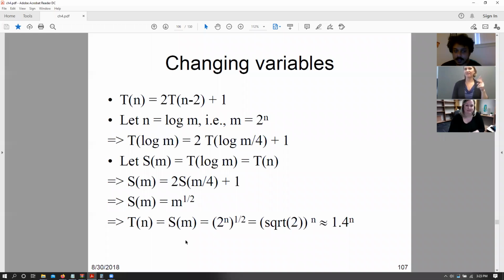Now m raised to the power of half, once we substitute this out, since m is 2 to the power of n, we have 2 to the power of n raised to the power of half. We can reorient this into saying it is square root of 2, we get this half inside, so square root of 2 raised to the power of n. So we can then say that the time complexity is 1.4 raised to the power of n. Right? So Taha, do you agree that this is case 1 and not 3? Yes. Okay.